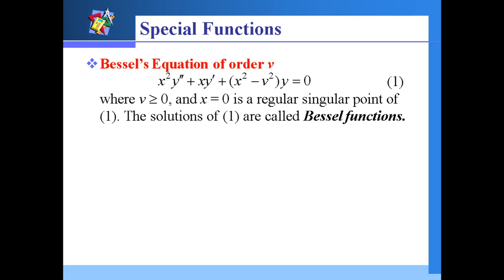Understand that Bessel's equation of order v is x square y double prime plus x y prime plus x square minus v square y is equal to 0. This is the Bessel equation where v is greater than or equal to 0, and x is equal to 0 is a regular singular point (RSP) of this equation. The solutions of this equation are called Bessel functions. Note that these are remarkable points.